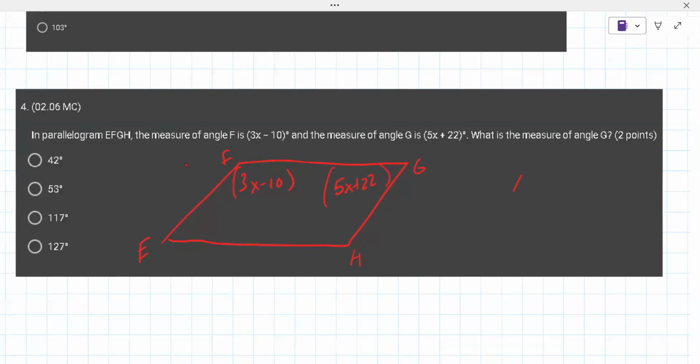So we talked about, I think at the beginning, there's two things that happen in geometry. Either set things equal, or they add up to something. This is the latter. These two angles, the consecutive angles in a parallelogram, add up to 180. So what I'd like you to do is take 3x minus 10, add 5x plus 22, set it equal to 180, and see what you come up with.